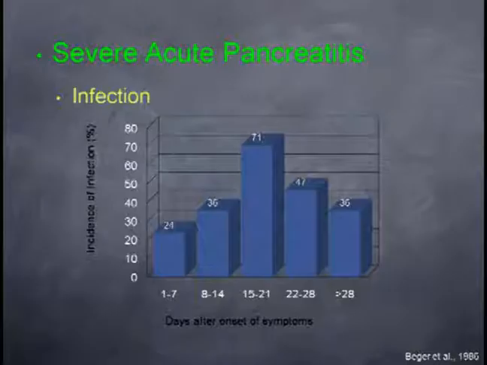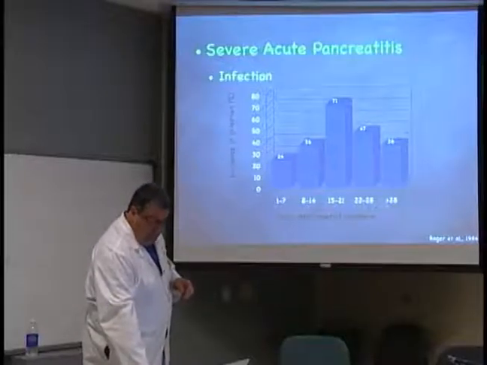So infection is important. And just to give you an idea of the incidence of infection as it relates to the days after the onset of the symptoms, most patients that will succumb from infection will develop signs of infection between the second and the third week after the onset of the symptoms. But it could be as early as a week. So as you can see, 71% in this particular study of patients that develop pancreatic infection had a well-defined, clearly diagnosed infection between days 15 and days 21.